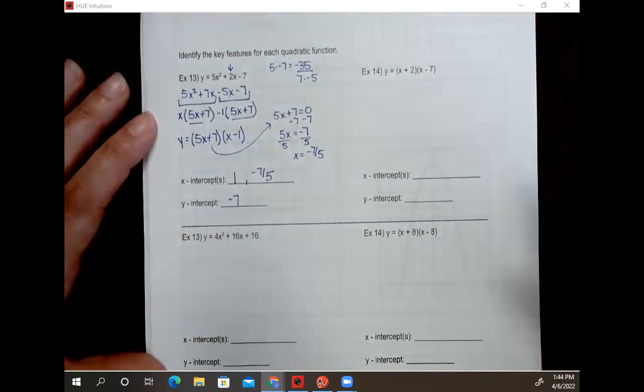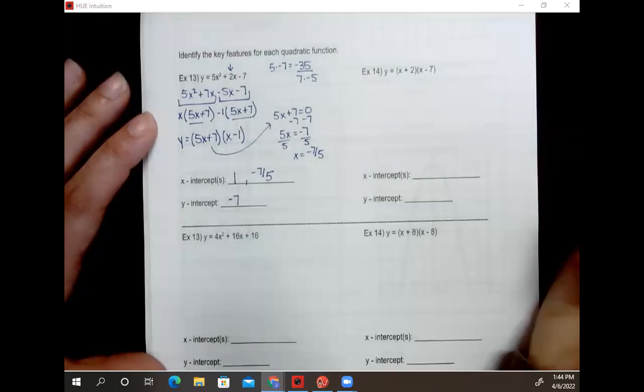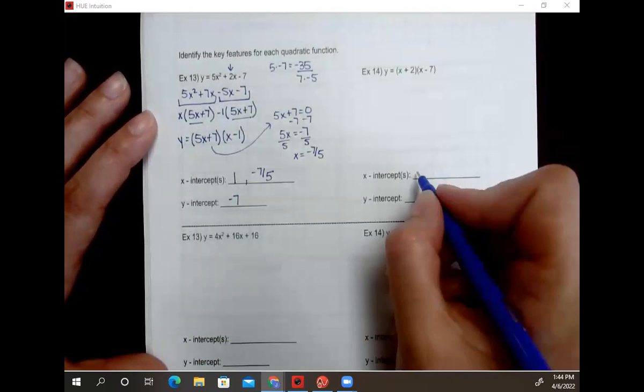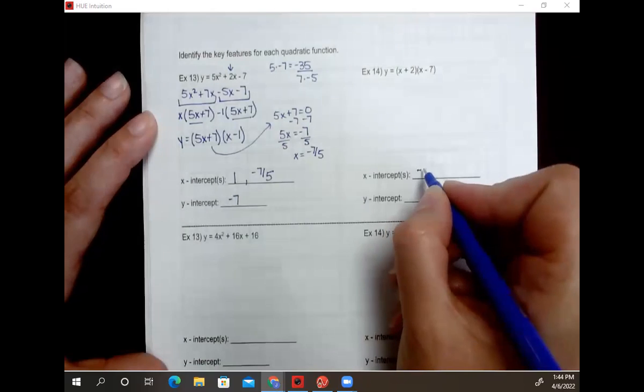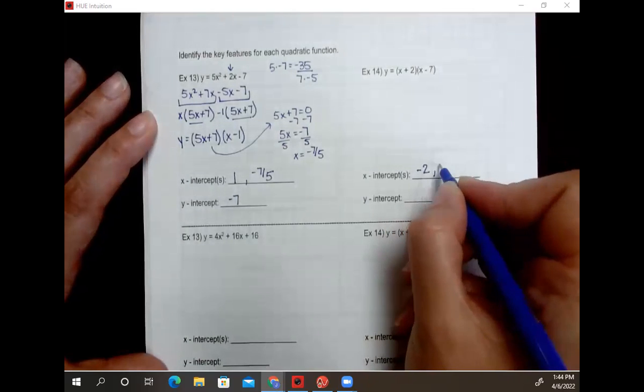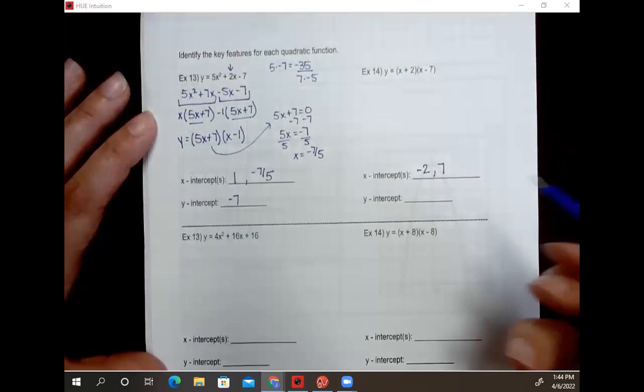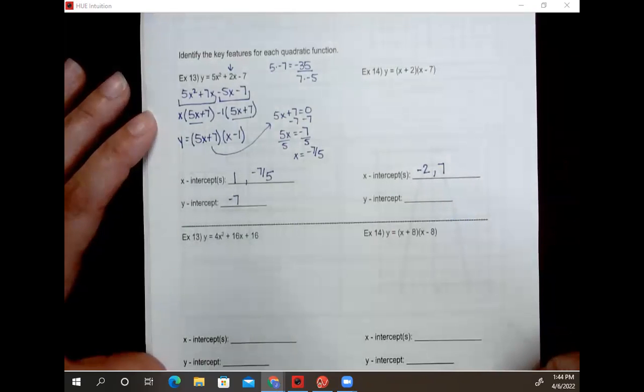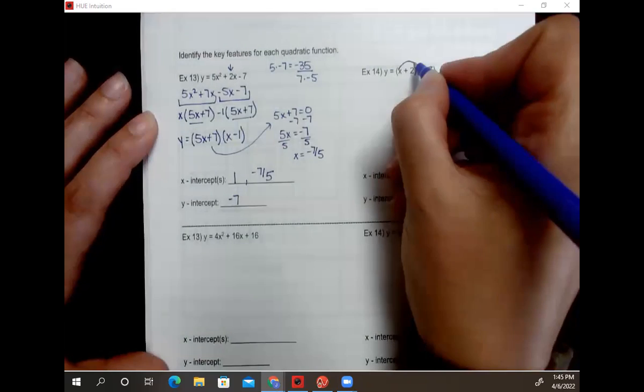For 14, what form are we in right now? Factored, so we know the x-intercepts, and what are they? -2 and +7. Very good. Now to get the y-intercept, I want to change this to standard form. We do this the same way we changed our vertex form to standard form. So I'm going to distribute.